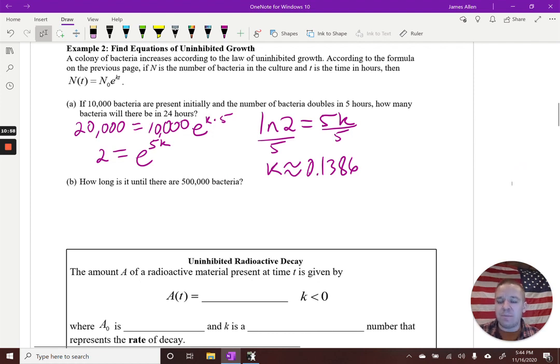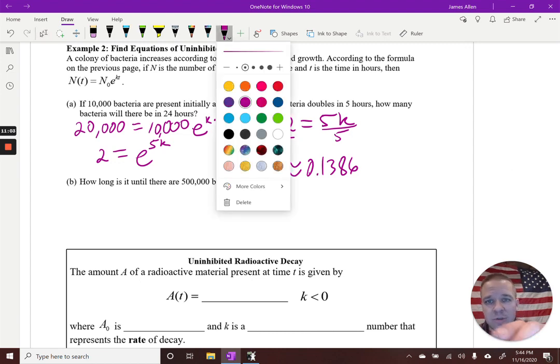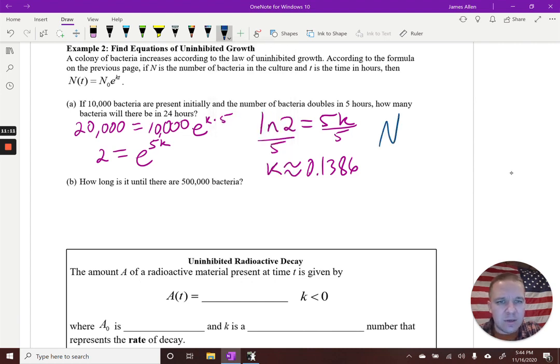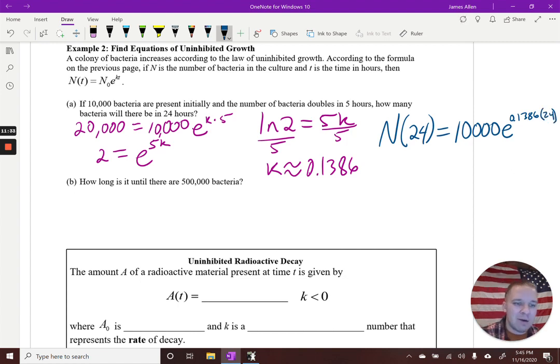So it says, how many bacteria will there be in 24 hours? Well, now I'm trying to find N, and I'll switch colors here since we're in a new part of this one. I'm going to go blue. Okay. I was searching around. So how much after 24 hours? Not 25. 24 hours here. Well, that would mean that my initial amount is still 10,000. And then it's E raised to the K, which is 0.1386, but I'm going to use that K value. And then 24 goes in for T. Sorry, that got kind of crunched there.